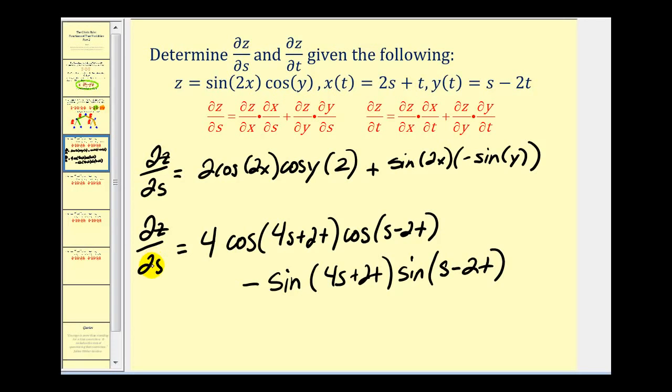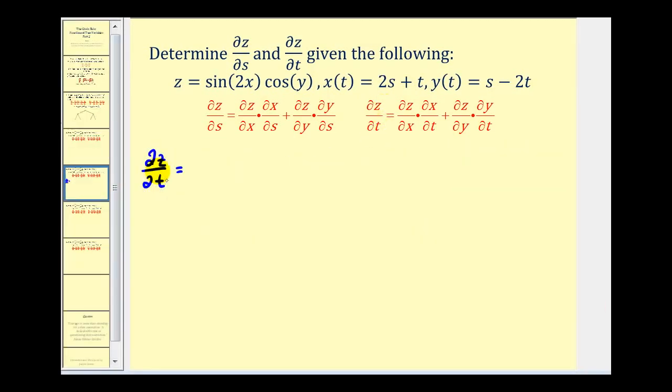Now we'll go to the next slide and find the partial derivative of z with respect to t. So for the partial of z with respect to t, we're going to have the partial of z with respect to x again. The derivative of sine 2x, that's going to be cosine 2x times 2, or 2 cosine 2x. And cosine y would be our constant. Again, we had this on the last screen. Times the partial of x with respect to t, that's just going to be 1.